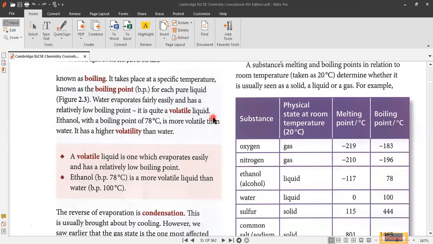Okay? So a volatile liquid is the one which evaporates easily and has a relatively low boiling point. So in that case, ethanol has a boiling point of 78 degrees centigrade and water has a boiling point of 100 degrees centigrade. Take a look, we are using the abbreviation of boiling point here, which is BP.